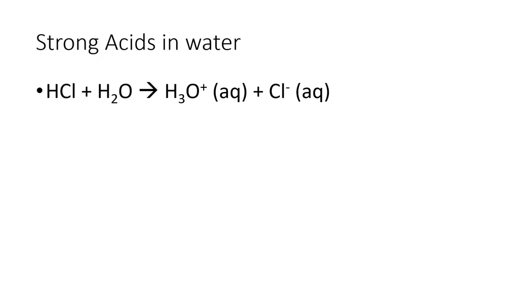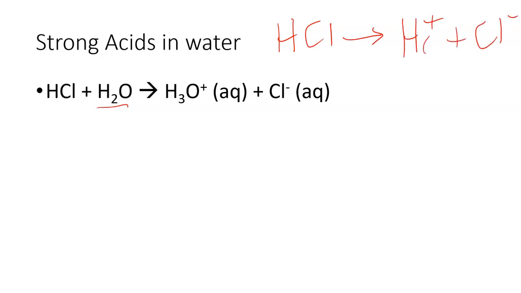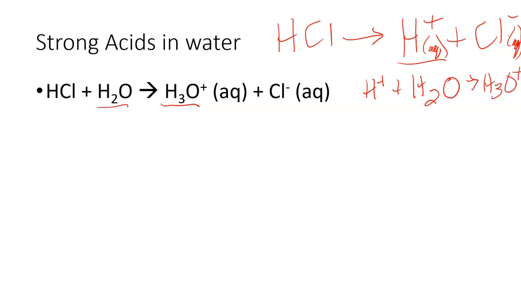Strong acids react in water to completely break apart. So this HCl breaks apart into H plus and Cl minus. These are aq. Now, you notice here that I have it written as H3O plus. That's because there's water here, and this H plus is going to immediately react with water to form H3O plus, or the hydronium ion.